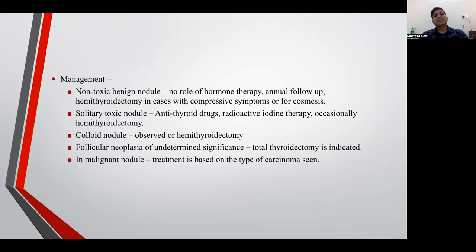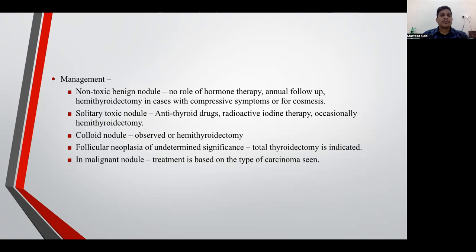Now here is the management: non-toxic, benign nodule, no role of hormone therapy, annual follow-up, hemithyroidectomy in case of compressive symptoms or for cosmesis mainly. For the solitary toxic nodule, antithyroid drug should be given, radioactive iodine therapy should be given, and the need of hemithyroidectomy occasionally.